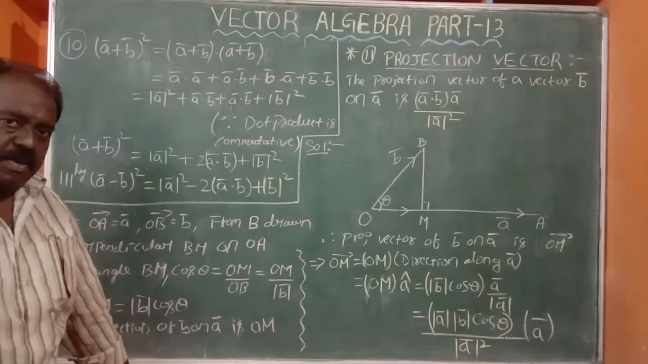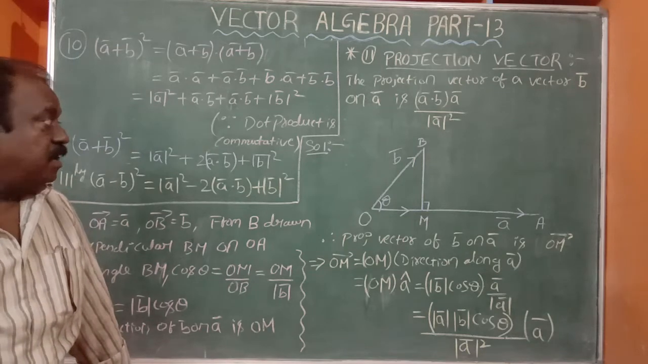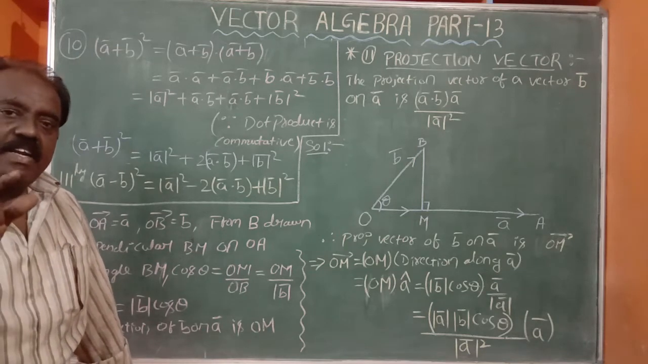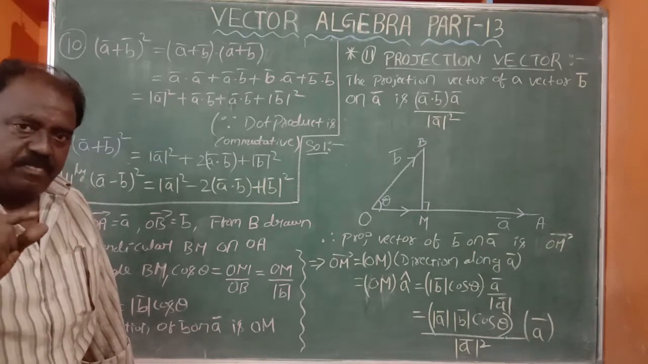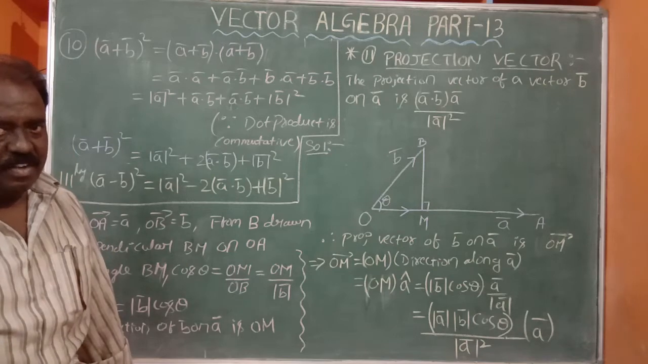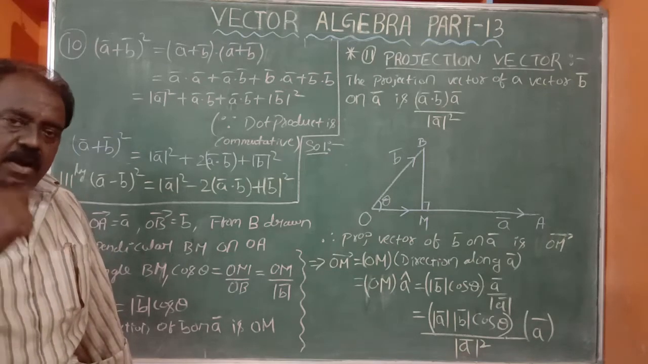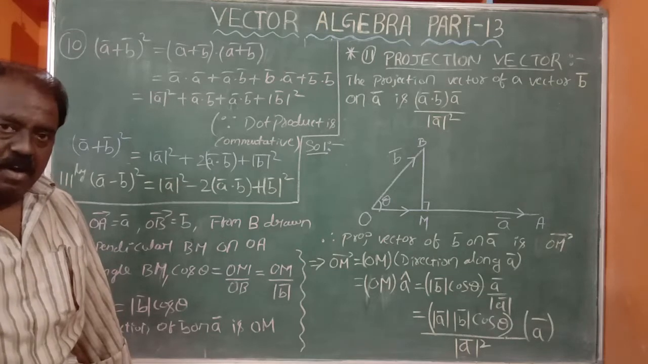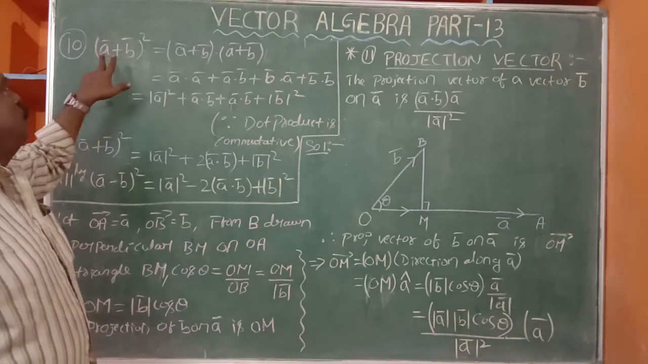X bar square means the square of a vector, we note it well. The square of a vector, see the previous 8th and 9th properties, is the dot product of itself. X bar square is x bar dot x bar. Y bar square is y bar dot y bar. A bar square is a bar dot a bar.